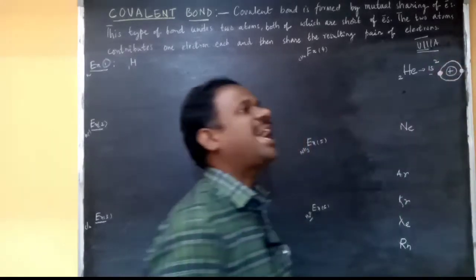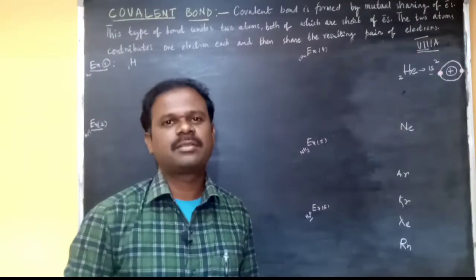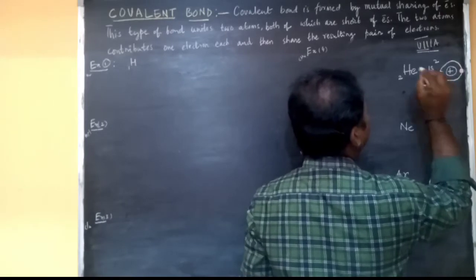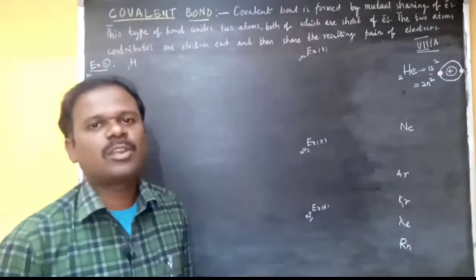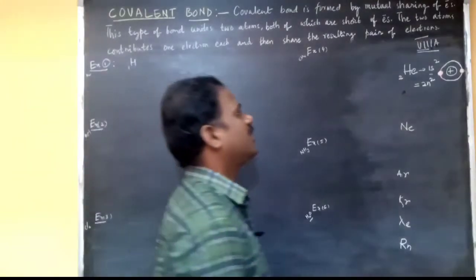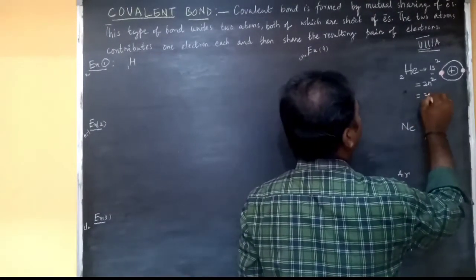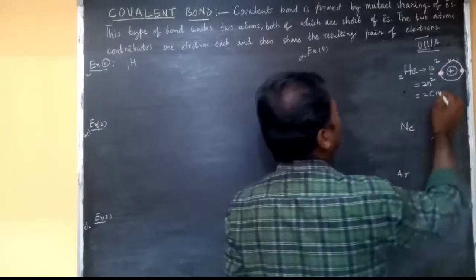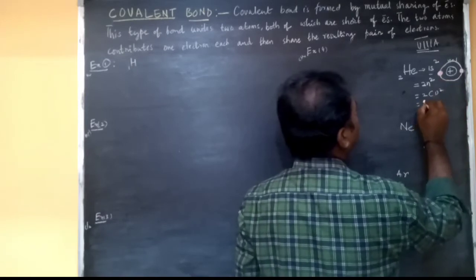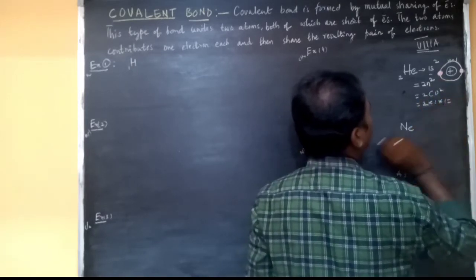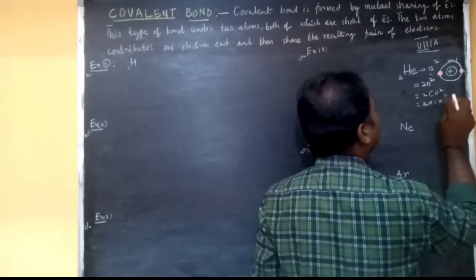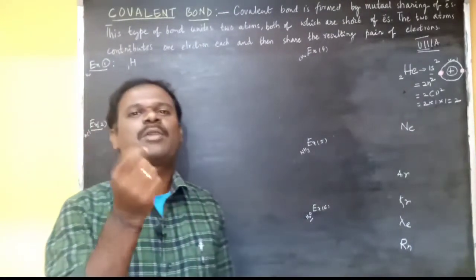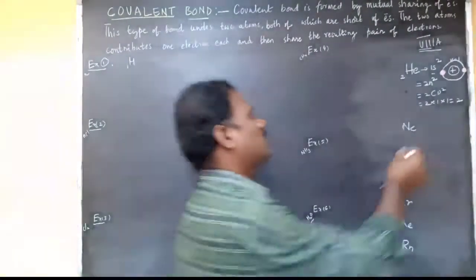The maximum number of electrons in an orbit is given by the formula 2n square, where n is the principal quantum number, which indicates the number of shells. Here we have only one shell, so n is equal to 1. Substituting n equal to 1 in this formula, 2 into 1 into 1 is 2. So the maximum number of electrons in an orbit is 2.